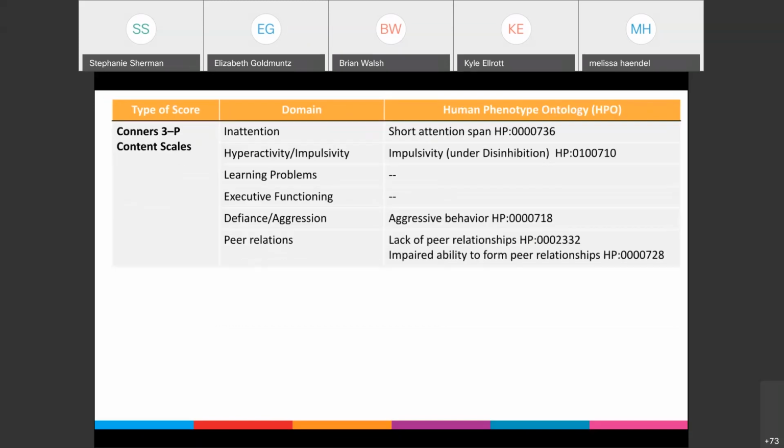And again, based on the content scales, are there HPO terms? And there's some that are similar to the domain. So inattention, there's an HPO term for short attention span. Again, hyperactivity, impulsivity, there's an HPO term for impulsivity. Whether these are getting at the same things is something to understand better. And it goes on with these peer relations. Again, there's two HPO terms: lack of peer relationships and impaired ability to form these. So again, the nuances of peer relations, but again, it could take you to a more refined assessment of a phenotype. Next slide.